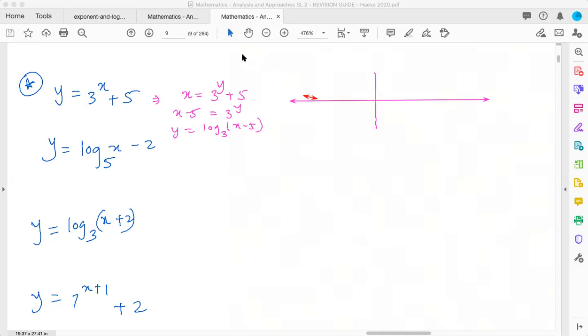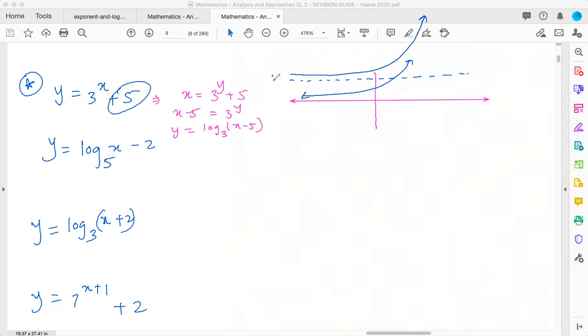Now, the 3 to the power x graph, I'll just erase this part. The original 3 to the power x graph is here. And if I add 5, the entire graph has shifted 5 units. So the horizontal asymptote here that you can see is now 5 units up.